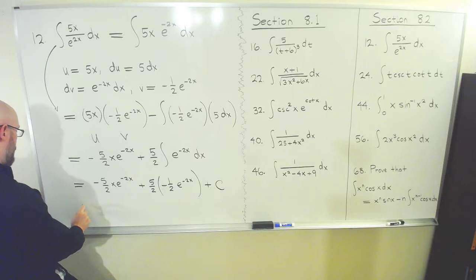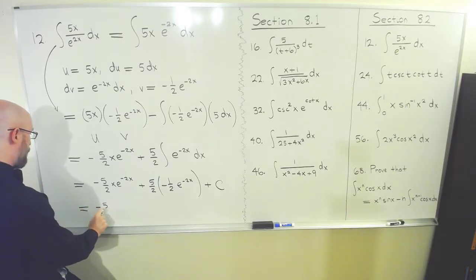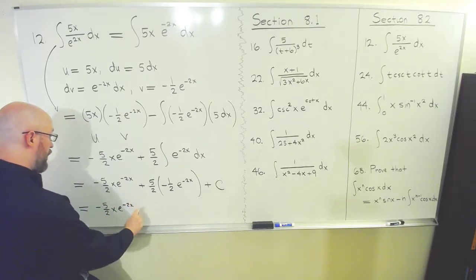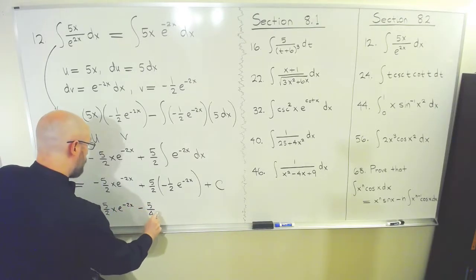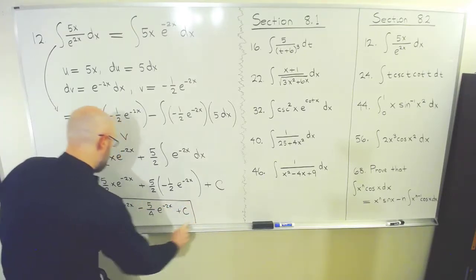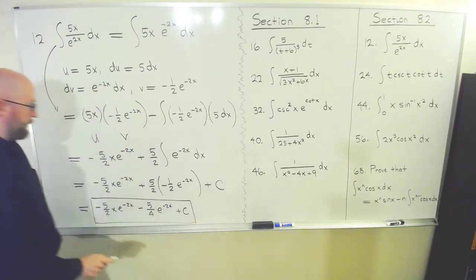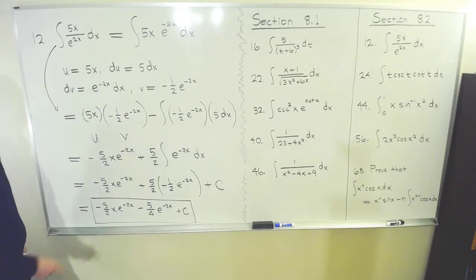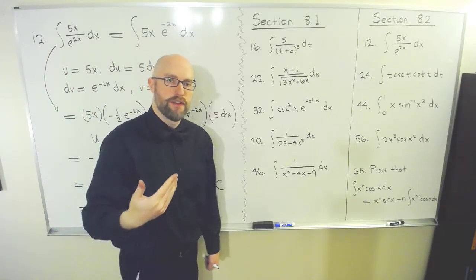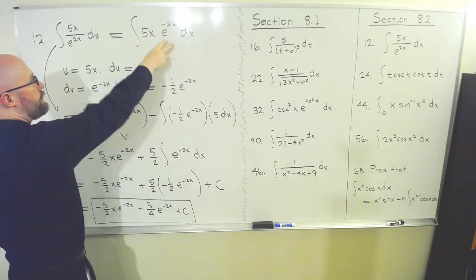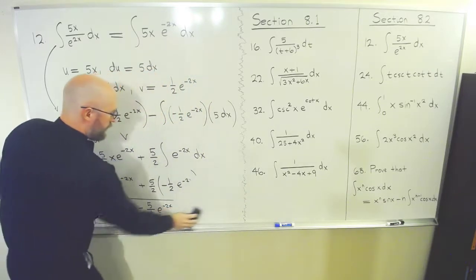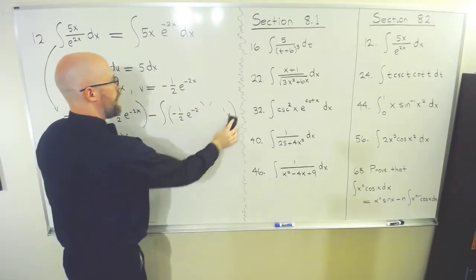And so then finally we can simplify this one more time. Minus 5 over 2x e to the minus 2x. This is going to give me a minus 5 over 4 e to the minus 2x plus c, and that's the answer. So that one wasn't too bad. You want to choose your u to be something that will simplify when you differentiate it, and you want to choose your v to be something that is possible to integrate. And so we'll repeat that reasoning again as we look at some of the other problems.